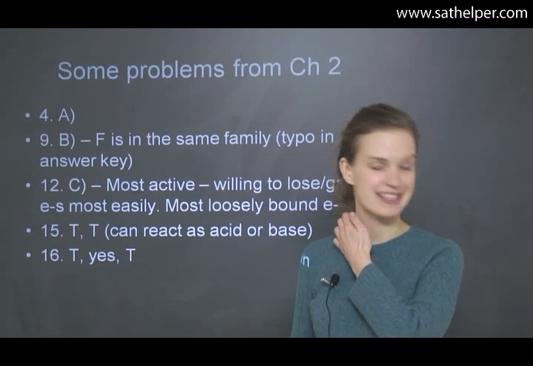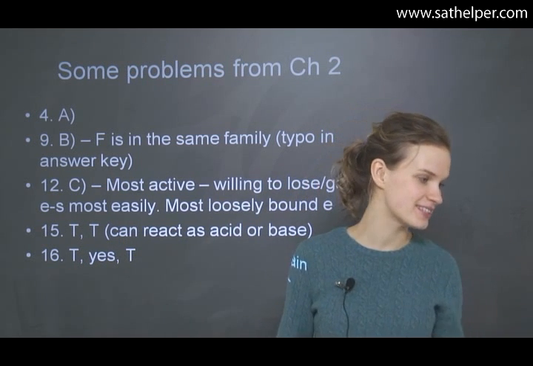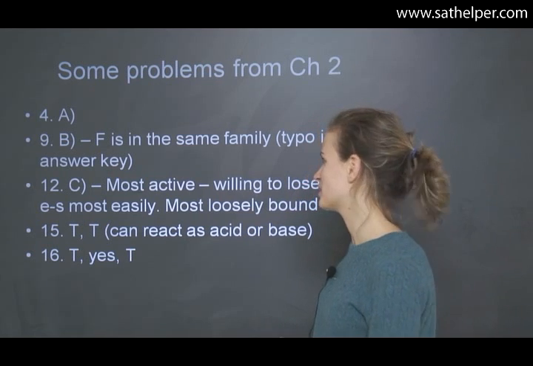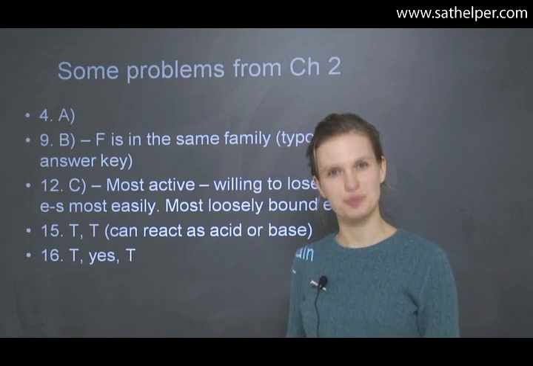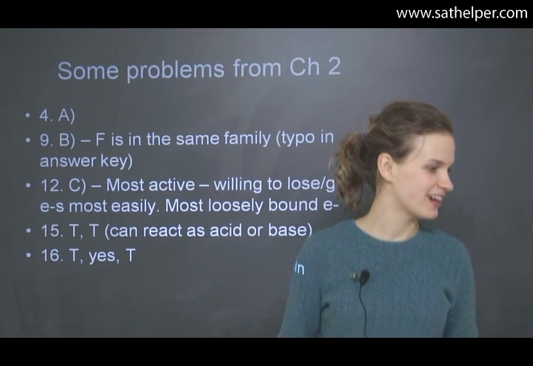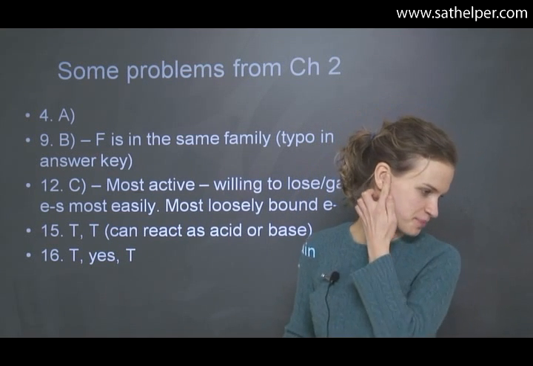And in this case it's actually potassium. It's C, number 12, because it's the one at the very bottom, so it's the fattest one, so it's the easiest one to pluck off the electron from. Okay, let's do number 15.